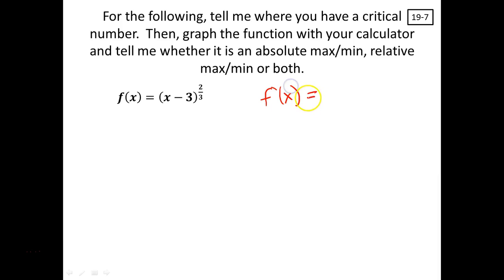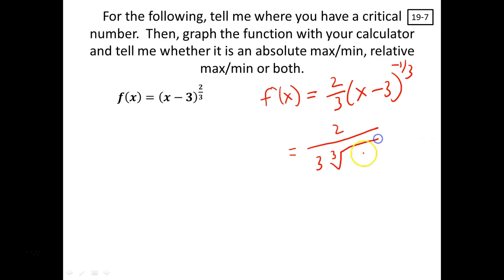Okay, so the derivative is just going to be 2/3 (x minus 3) to the negative 1/3. Now let's rewrite this to make it a little bit easier. It's going to be 2 over 3 times (x minus 3) to the 1/3, which is just the cube root of x minus 3. We're going to figure out where this equals 0, or where it does not exist. Well, this is never going to equal 0 because we always have a 2 on the top.